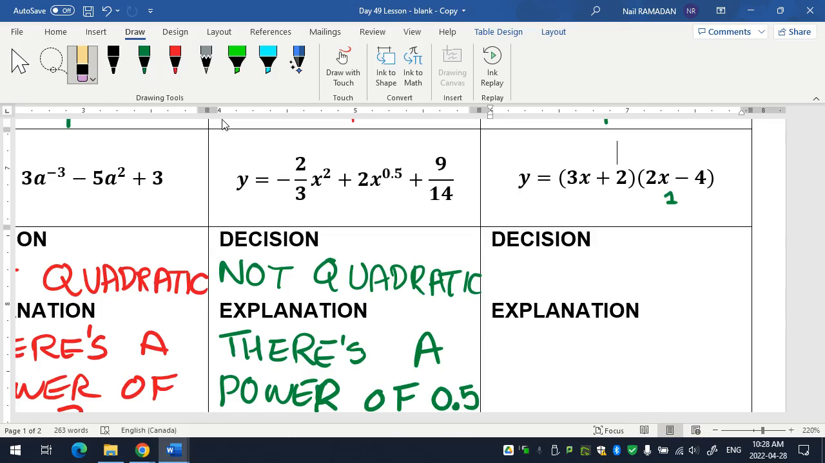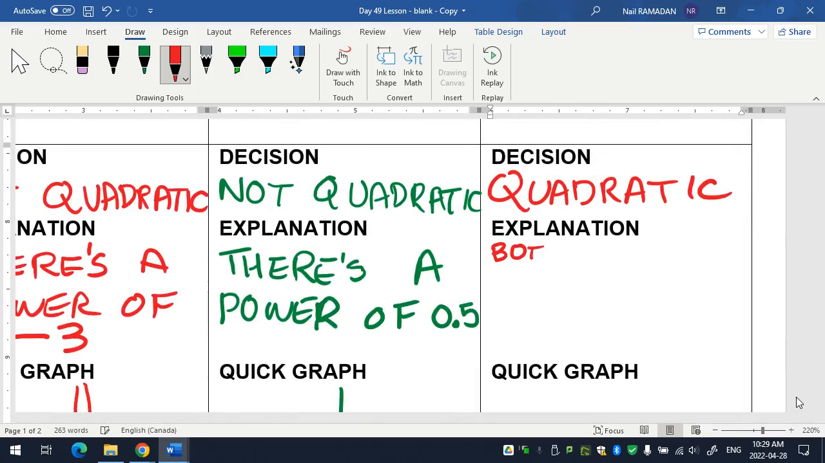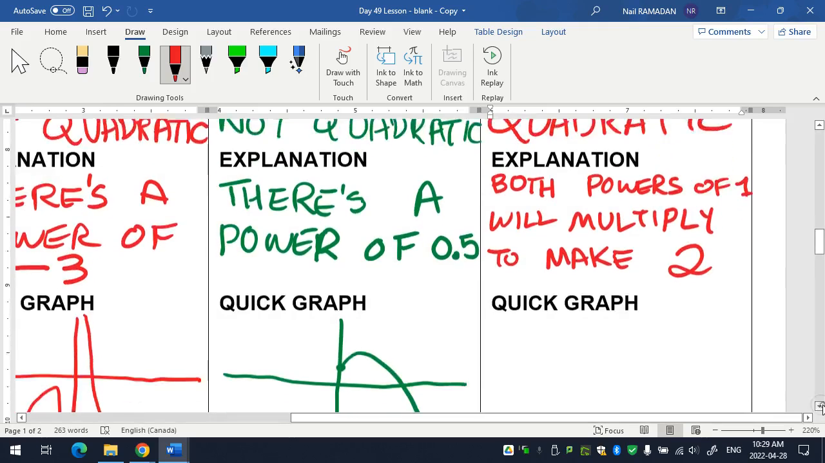So how about we explain it this way? Again, this one should be above, please. Okay, so the decision is quadratic. Explanation: both powers of 1 will multiply to make 2. Great. Now I need to look at the graph and quickly do it.